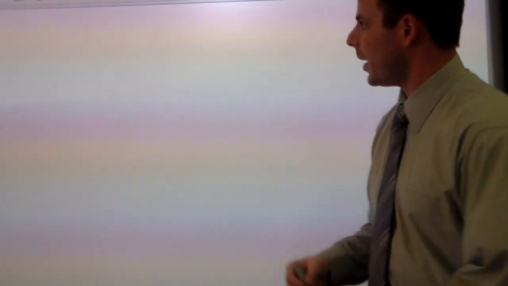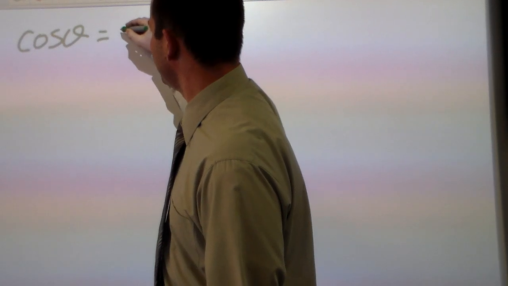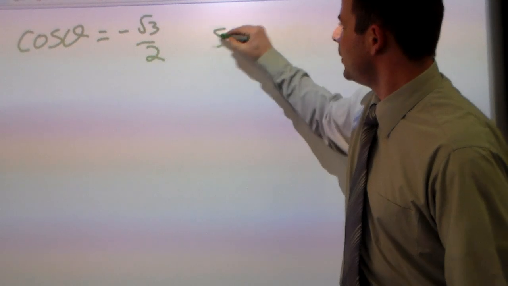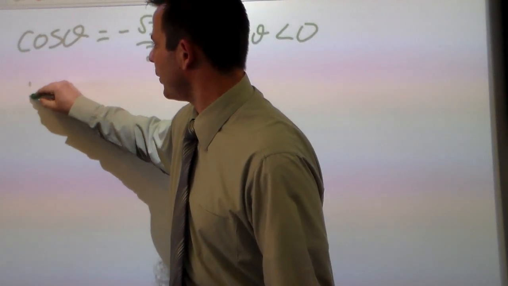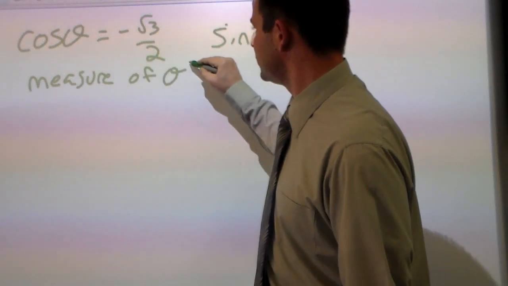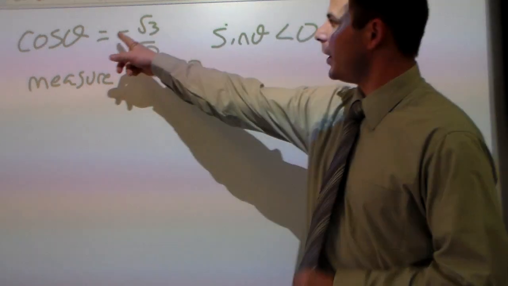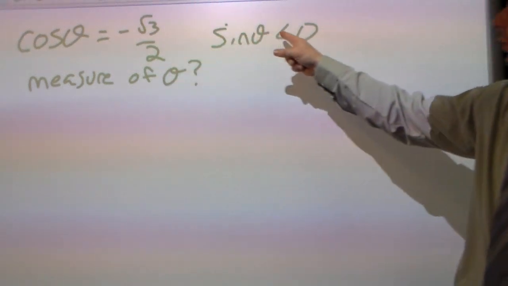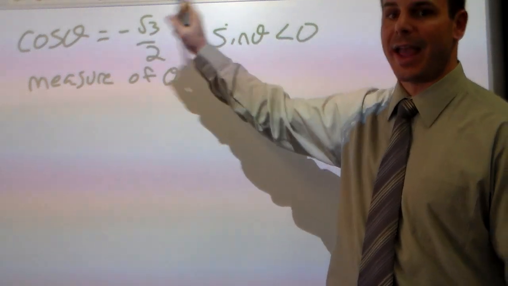Let's say we had something that said cosine theta equals negative radical 3 over 2, and sine theta is negative. What is the measure of theta? Okay, so this is giving us a couple of conditions here. This is giving us a value of cosine. It's giving the x value in the angle of rotation, and it's also telling you that sine is negative.